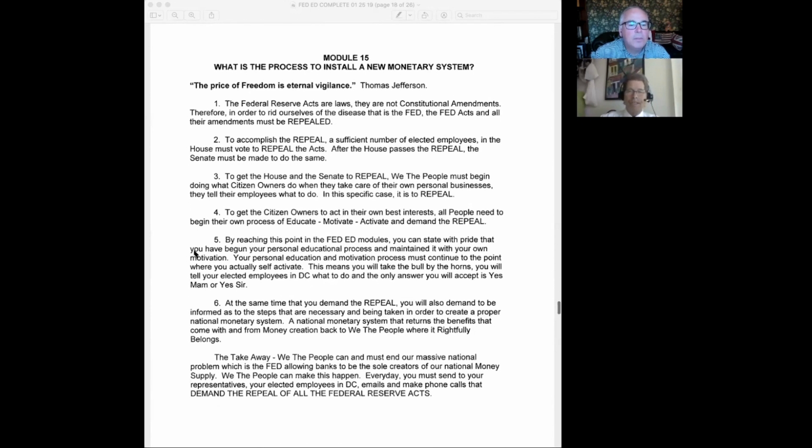Module 15, what's the process to install a new monetary system? The quote I use for this one is, the price of freedom is eternal vigilance, Thomas Jefferson. And to me, eternal vigilance isn't just being out there looking, it's out there doing. We need to do. We need to get involved, we need to stay involved. But to install this system, we're going to have the Federal Reserve Act and all of its amendments repealed.